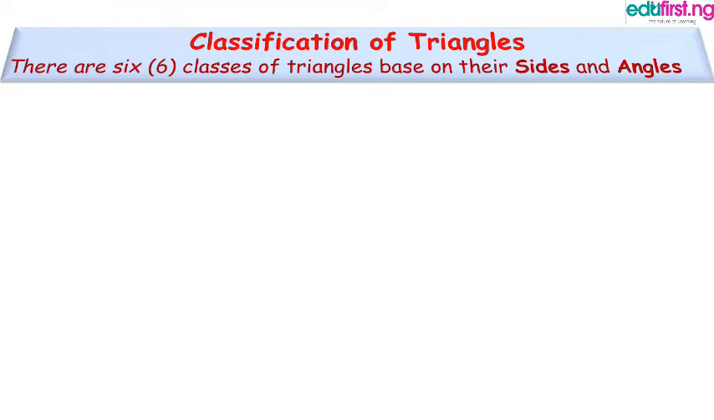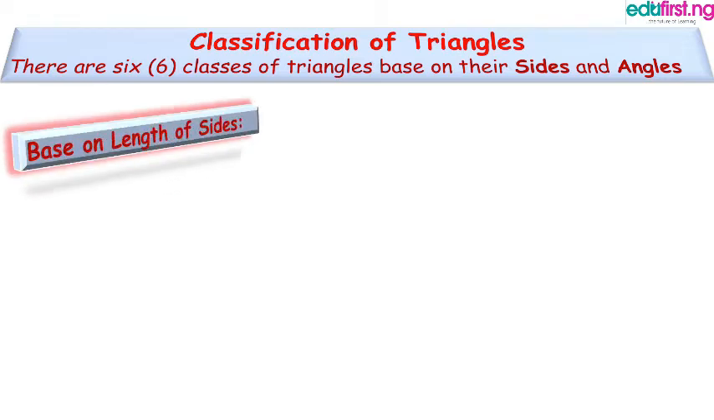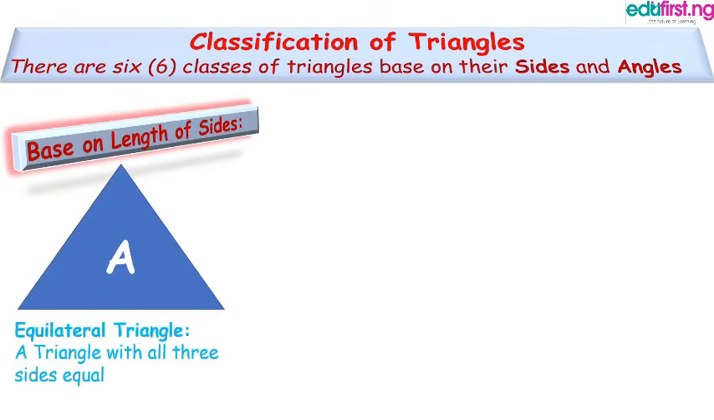Now, when we talk of triangles, there are 6 classes of triangles based on their sides and angles. For the purpose of this lesson, we are going to classify triangles based on the length of their sides as well as the size of their angles. First, based on the length of their sides, we have the equilateral triangle. Equi means equal, lateral means sides. So it's as good as saying equal sides triangle because the 3 sides are equal.